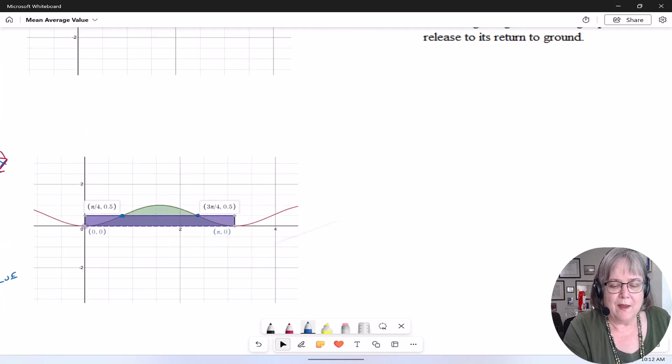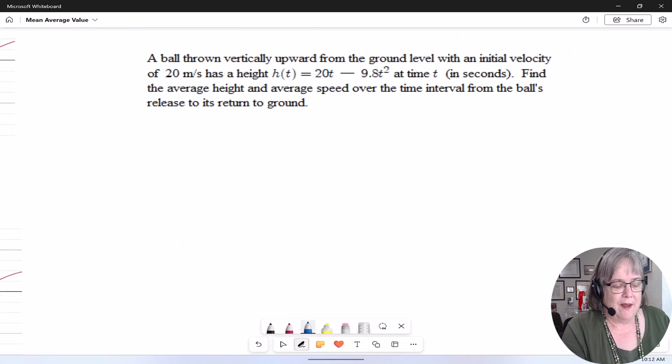All right, now let's try a story problem. And it says a ball is thrown vertically upward from the ground level with an initial velocity of 20 meters per second. It has a height function of 20t minus 9.8 t squared at time t. Find the average height and average speed over the time interval from the ball's release to its return to ground. Notice they didn't give you a specific time. They didn't say 0 to 3 seconds, 1 to 5 seconds. They didn't say anything like that.